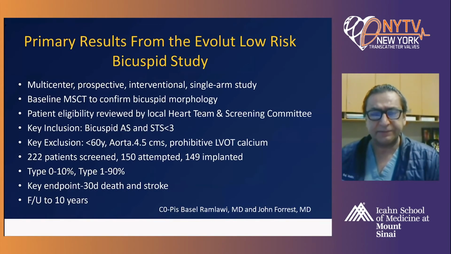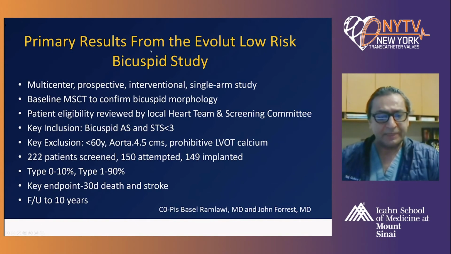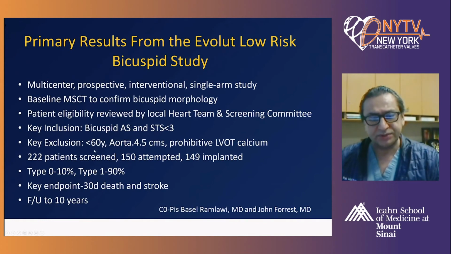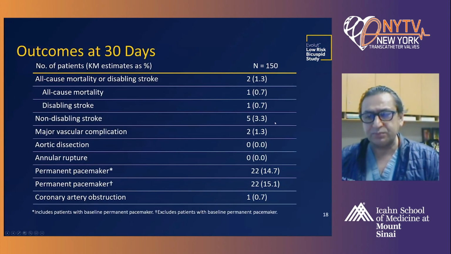recent experience, not from the TBT registry, but from a properly controlled prospective multi-center registry sponsored by Medtronic, where once again the key exclusion was less than 60 years of age. 222 patients were screened, and 149 patients actually ended up getting the valve. And most of these patients, like all series, were type 1 bicuspid aortic stenosis, 90%. The average age was 70, and the STS score was 1.4.